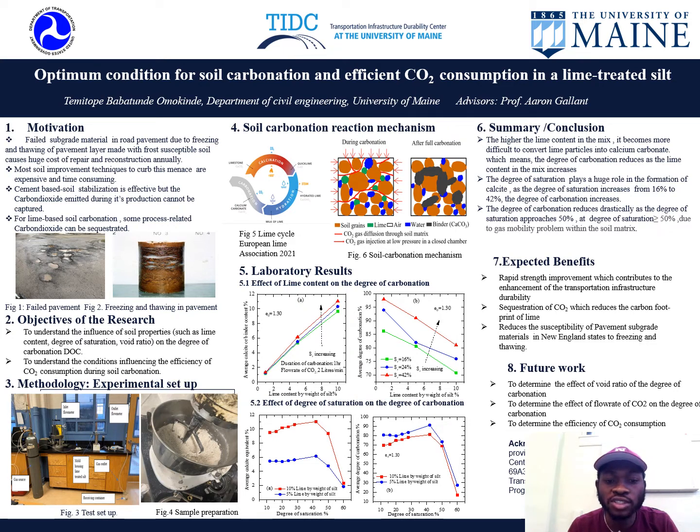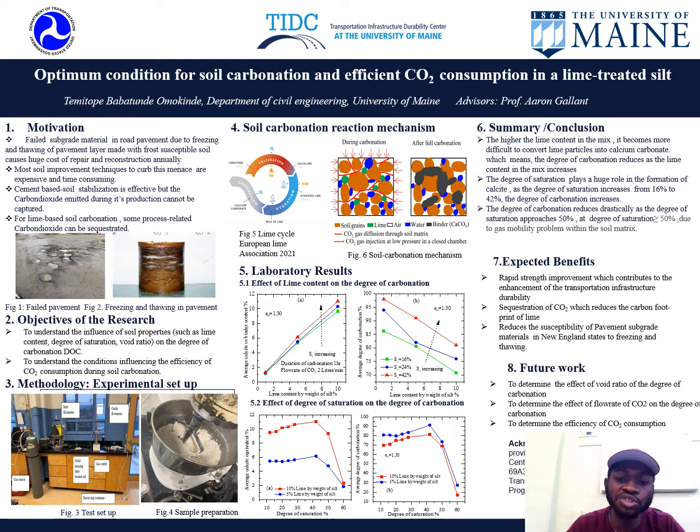So all these help in the formation of more calcite in the soil carbonation process. But when we get to a saturation rate of 50%, it's very obvious. As you can see, the gas finds it difficult to move through the soil, therefore creating a gas mobility problem. So saturation rate is very good for the soil, but at the same time, it's very bad when it gets to a saturation rate of 50% upward. The gas finds it difficult to move through the soil matrix, which affects the degree of carbonation. That is why we have a drop in the degree of carbonation at saturation rate of 50% and above.